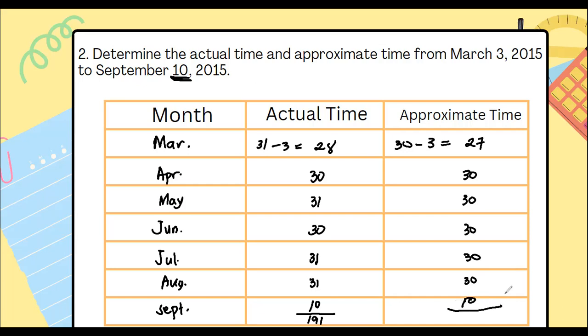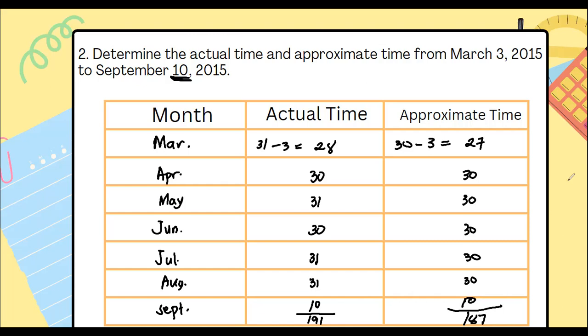Okay? So after you list all the number of days, we just sum or total them. That will be 27 plus 30 plus 30 plus 30 plus 30 plus 30, then plus 10. So the answer here is 187 days. Okay, so 187 days. So on approximate time, there are 187 days from March 3, 2015 to September 10, 2015. So as of now, we can see the difference between the two: the number of days using actual time and the number of days using approximate time are different.